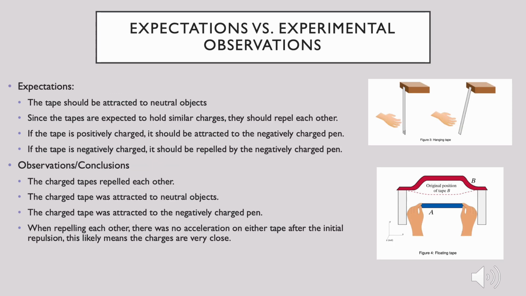So the expectations are that the tapes should be attracted to neutral objects, repel each other, and if they're positively charged, be attracted to the negatively charged pen, and repelled if they are negatively charged. The observations were that the charged tapes repelled each other. They were attracted to my hand, which is a neutral object, and the charged tape was attracted to the negatively charged pen. Since they were repelling each other with no acceleration, this means the charges were relatively close to each other.